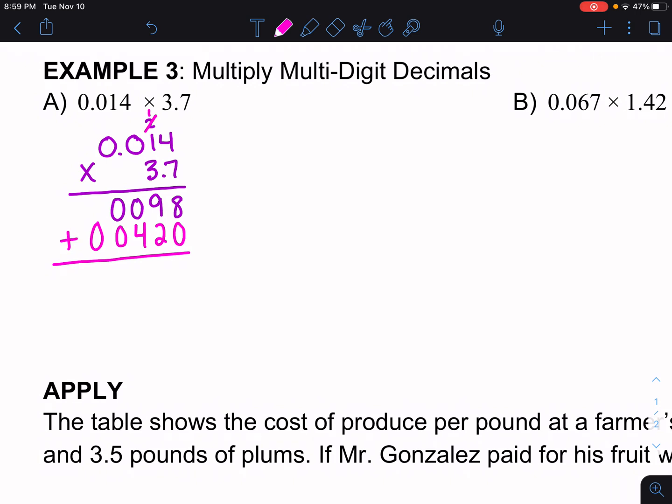Now I'm going to add. 8 plus 0 is 8. 9 plus 2 is 11, carry the 1. 4 plus 0 plus 1 more is 5. 0 plus 0 is 0, and then my 0 in the front is going to stay a 0.